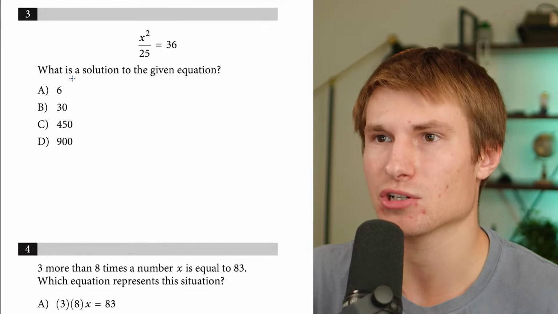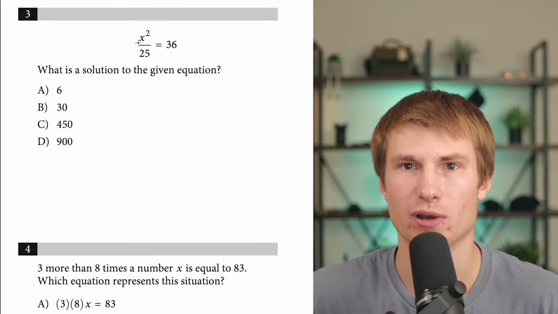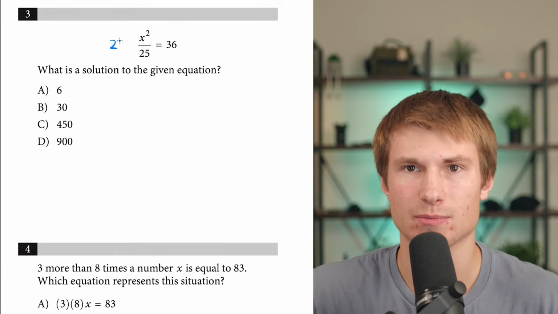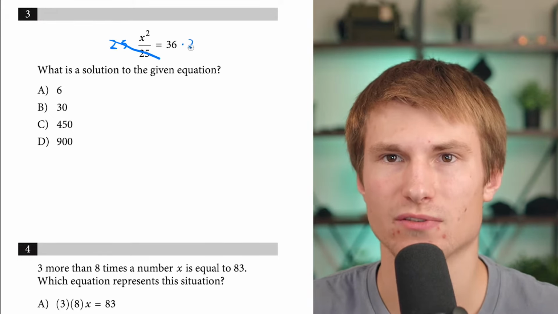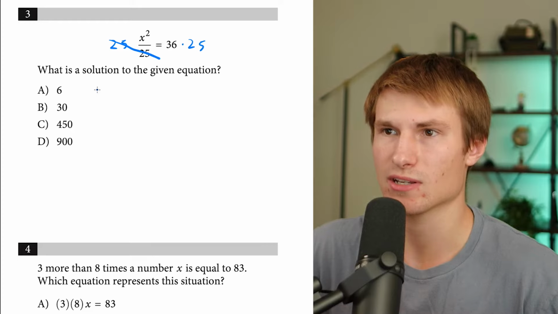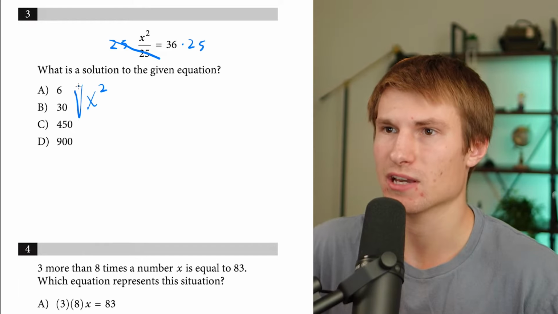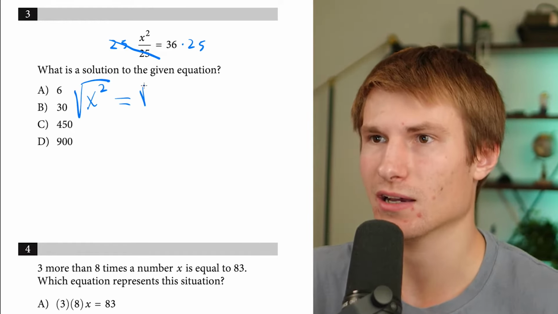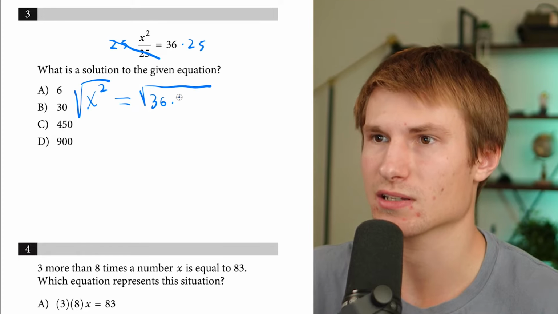All right, so here's question 3. What is the solution to the given equation? Let's isolate x by multiplying both sides by 25. Now we have x squared equal to 36 times 25. From there, we'll take the square root of each side in order to isolate x. So we'll have the square root of 36 times 25.